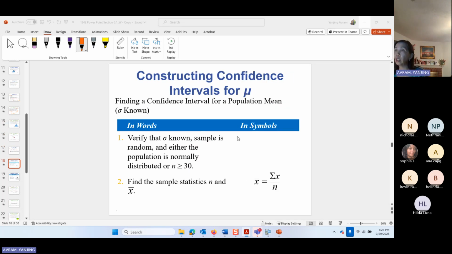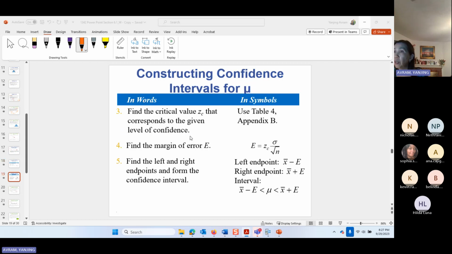All right, so how do we construct a confidence interval for the population mean? Well, first you have to look at whether this is normally distributed or not. If not, you look at the sample size to see if it's greater than or equal to 30. So this is our kind of golden number, right? And then we need to find a sample mean, x bar. After you find the x bar, you find the margin of error. The interval would use the sample mean minus the margin of error on the left side. The right side is the sample mean plus the margin of error.